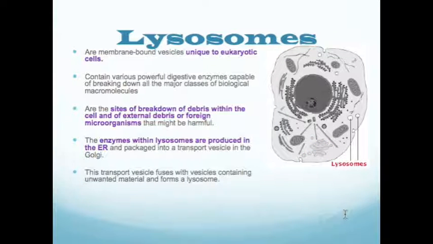Lysosomes. They're unique to eukaryotic cells, the site of breakdown of debris within the cell and of external debris or foreign microorganisms that might be harmful to the cell. A cell that uses lots of lysosomes is a macrophage. Macrophages have lysosomes on the inside because they engulf foreign debris. They're part of the immune system. They engulf debris that comes in from the outside world or dead cells, and they destroy it via the use of lysosomes, enzymes built to break down molecules and debris.